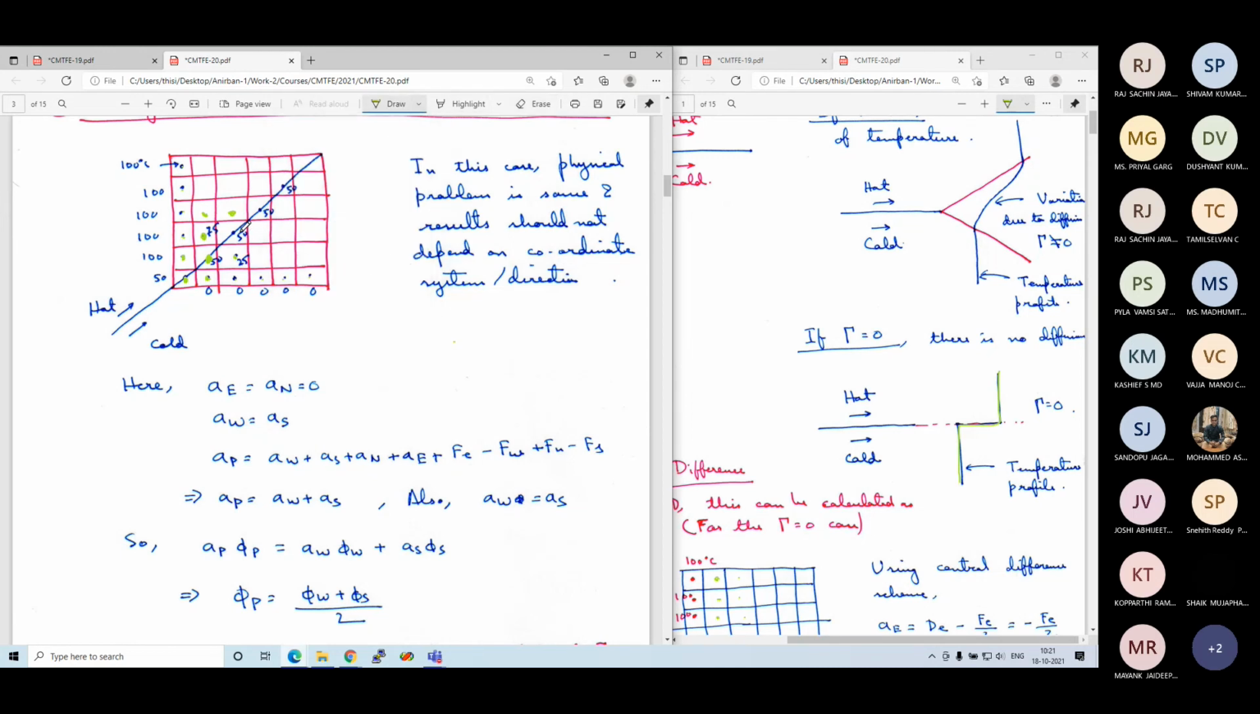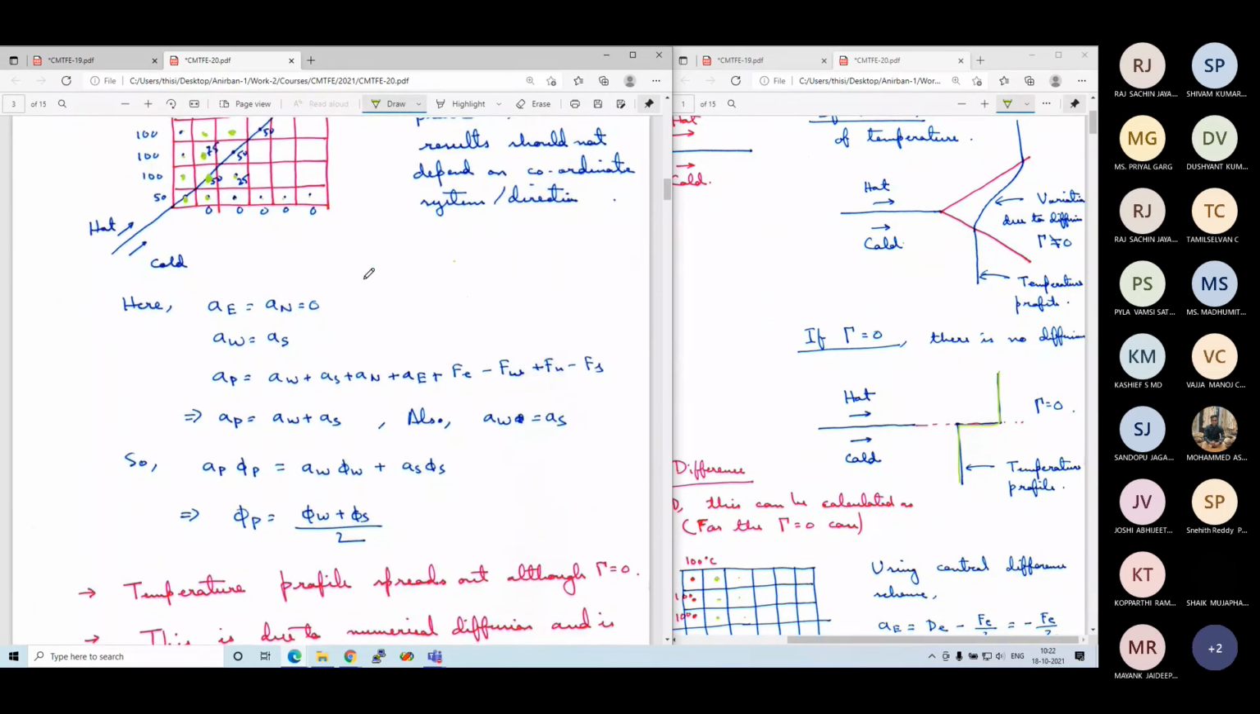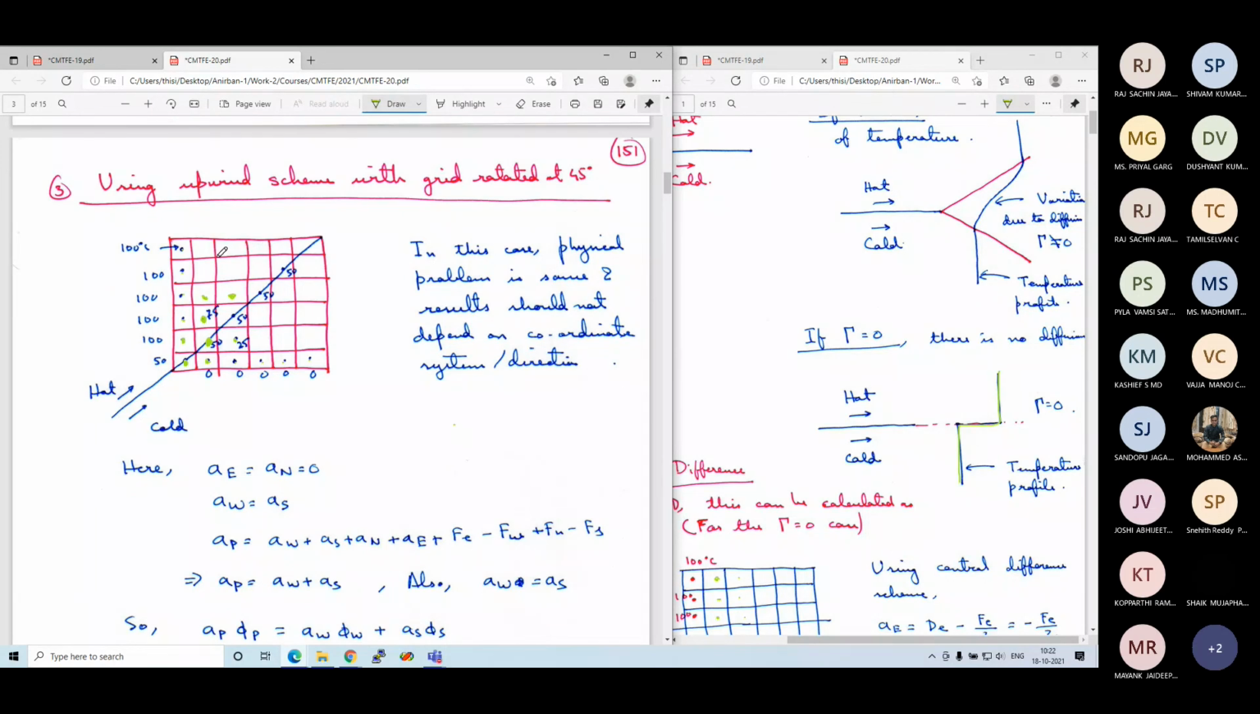The thing is that it should have been 100 all on the top of the line and 0 below the line, and along the line it should have been 50. So along the line it is preserved, but here you will see that gradually it is diffusing. So it becomes slightly more than 50, then 60 something, then 80 something, then 100 like this. So gradually it is spreading out. But there is no diffusivity. So why is it spreading out? This is because of the scheme only. This is what we call false diffusion.